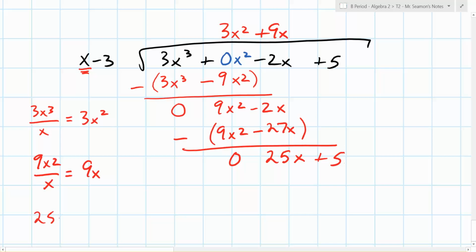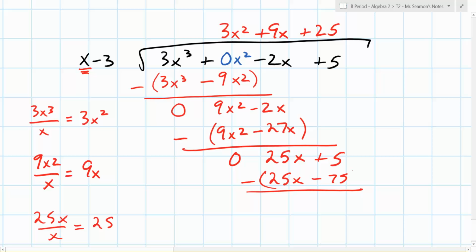So we have 25x over x equals what? 25. So I put plus 25. 25 times x is 25x. 25 times -3 is negative 75. When I subtract this, what do I end up with? 0 plus 80. 5 plus 75 is 80. I said 0 plus 80. You centered it. I see.